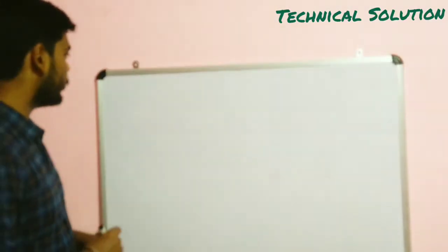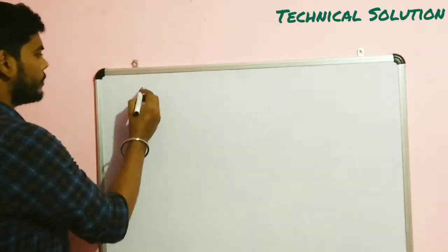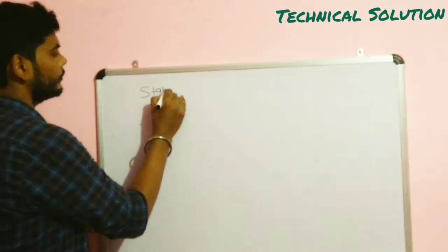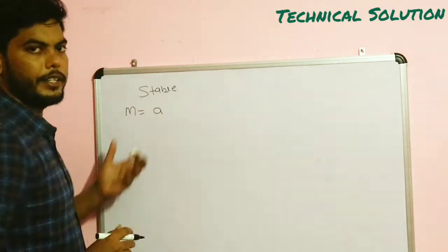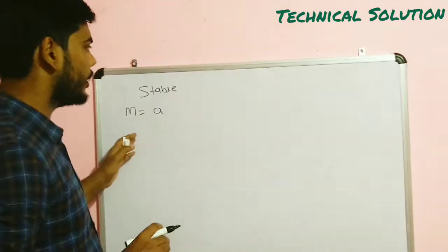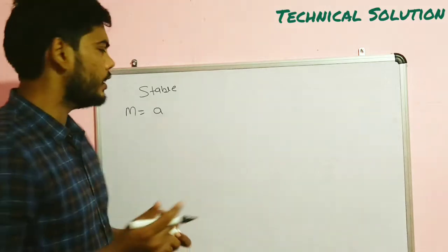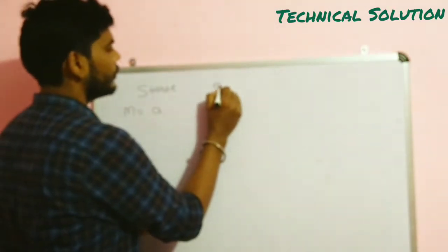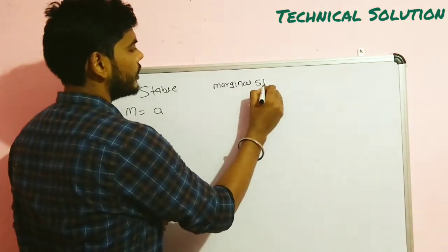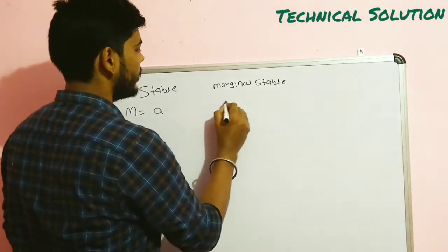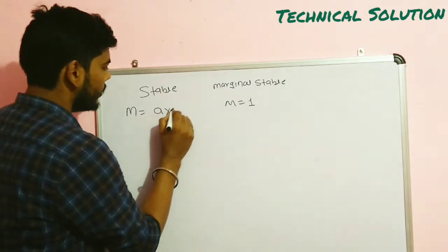Suppose a stable system whose magnitude is A. We know the magnitude of a marginally stable system is 1.